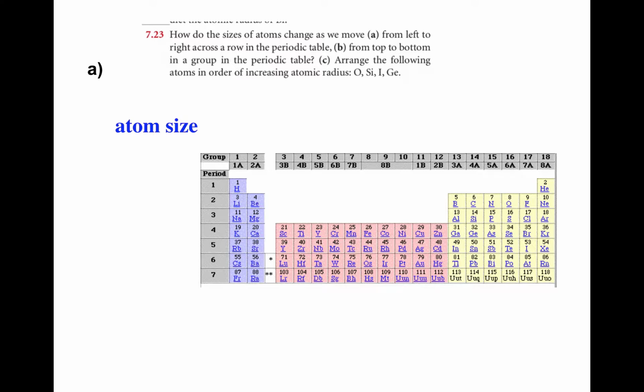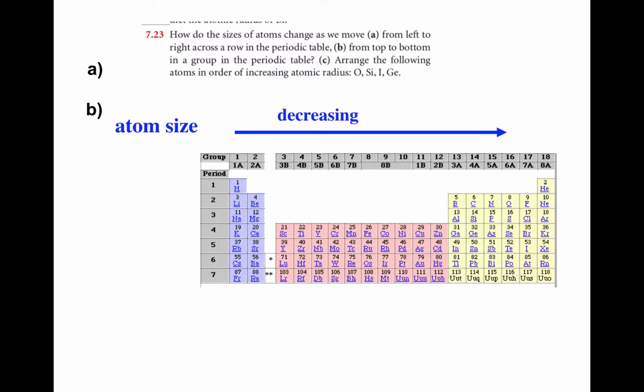How do the sizes of atoms change as we move from left to right across a row in the periodic table? A row in the periodic table is called a period. So if we go across the second period, the second energy level, I add more and more protons to the nucleus, and that decreases the size of the cloud. It makes it tighter and tighter as you go across.